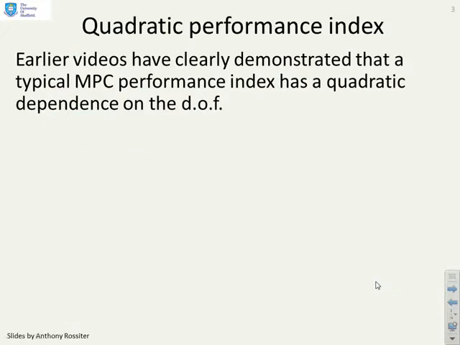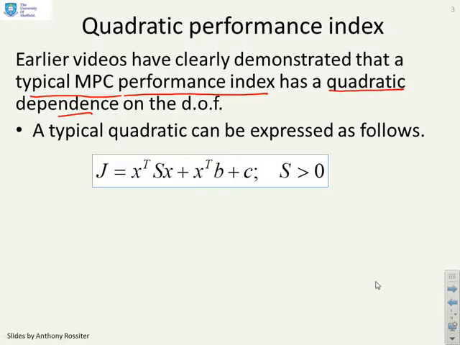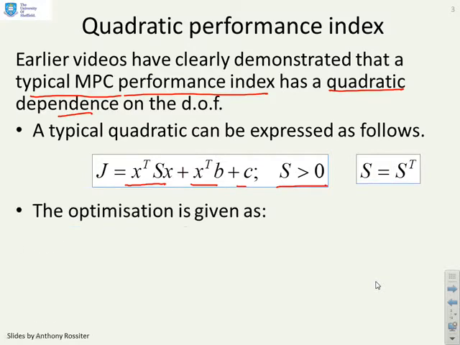The early videos demonstrated that a typical MPC performance index has a quadratic dependence on the degrees of freedom. Now, a typical quadratic can be expressed as something like this. You'll see we've got J equals X transpose SX plus X transpose B plus C, where S is greater than 0 or positive definite, and in particular we also know that S equals S transposed.